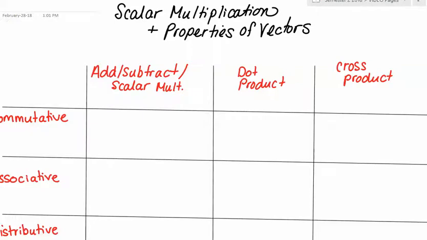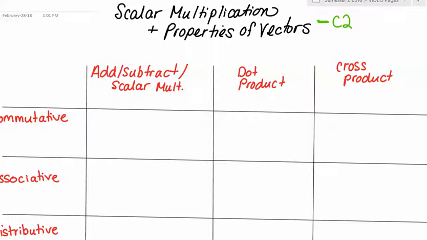Okay, this is a little video for C2 on scalar multiplication and also properties of vectors. So actually we're going to start with properties of vectors. We've got some properties listed here that got cut off your screen, sorry. But it says commutative, associative, and distributive. It's just missing the C-A-D. And we're going to look at what those properties mean when we're adding or doing dot product or cross product.